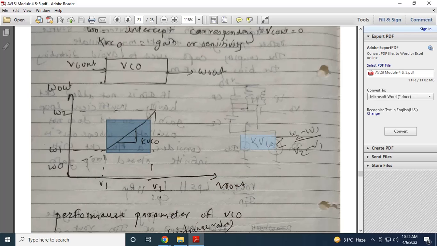So K_VCO is equal to (omega 2 minus omega 1) divided by (V2 minus V1). So this is the gain of this VCO.